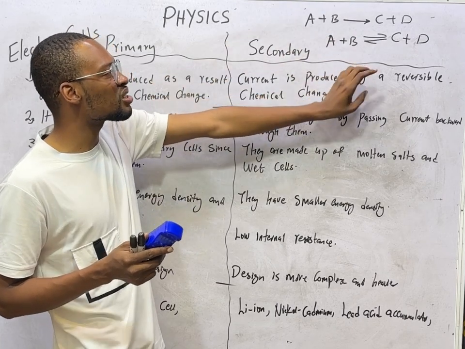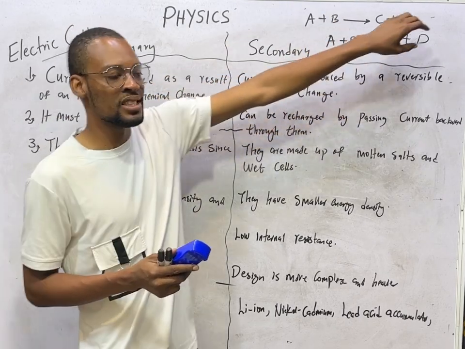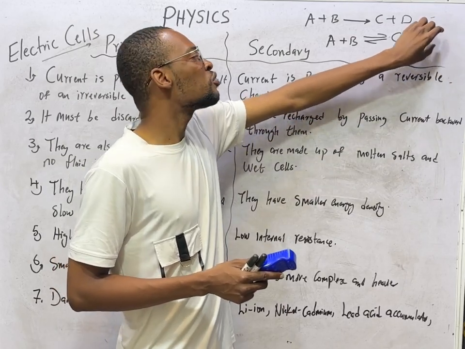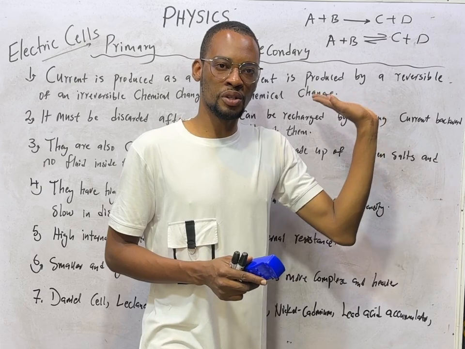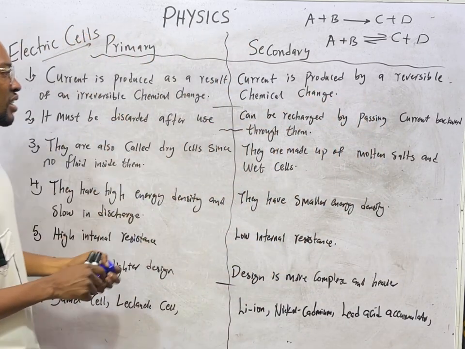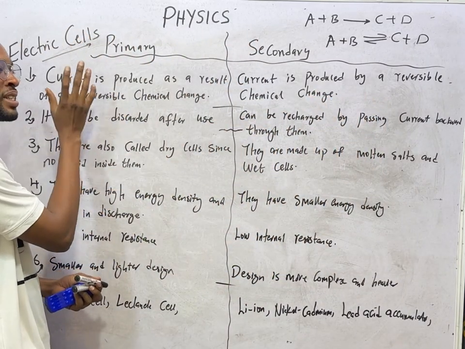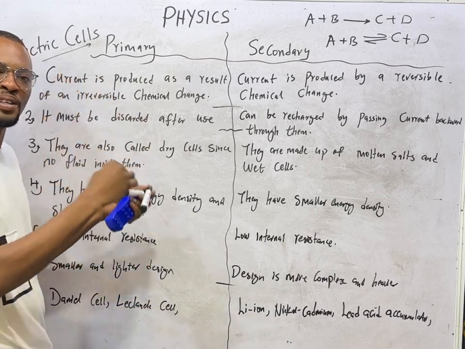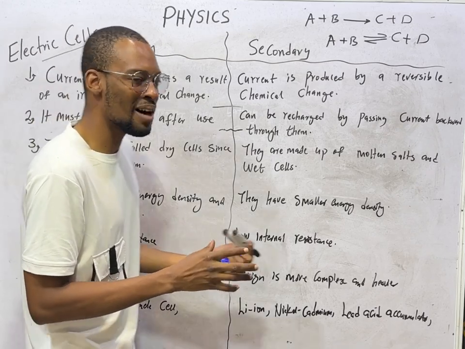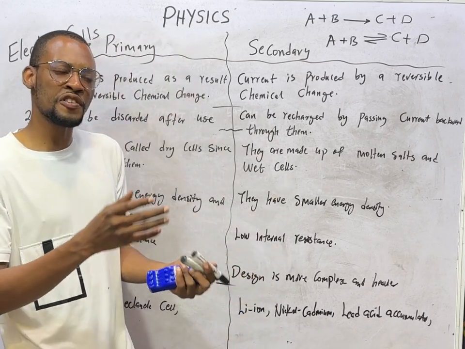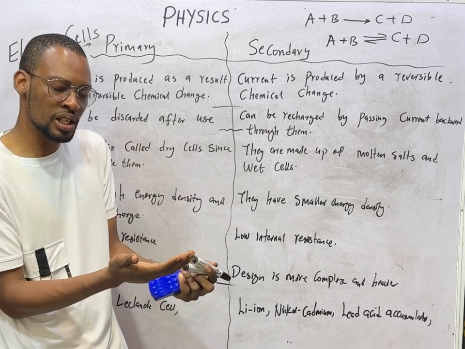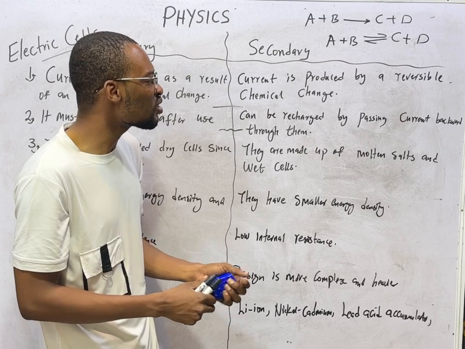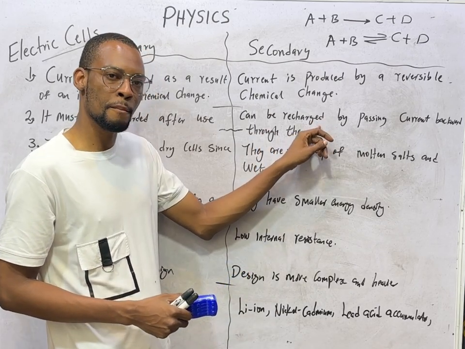But for secondary cells, if A and B react and the current discharges, it means everything here has gone to this place. So this one now will react to give you back what was gotten. So primary cells should be discarded after use. Even your remote battery and some kind of battery, when you are done with them, you throw them away, you buy new ones. But for your car battery or your generator battery, if your generator is not able to charge the battery and it runs down, you can go and recharge it. So secondary cells can be recharged by passing current backward through them, right?